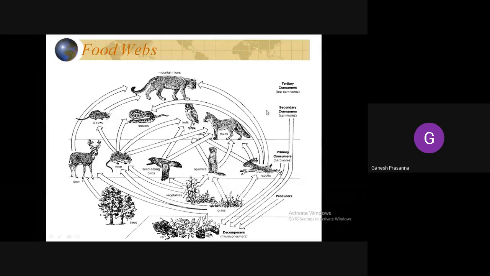So they are the producers. These are the primary consumers, that is the herbivores. These are the secondary consumers, and these are the top consumers, the carnivorous animals.